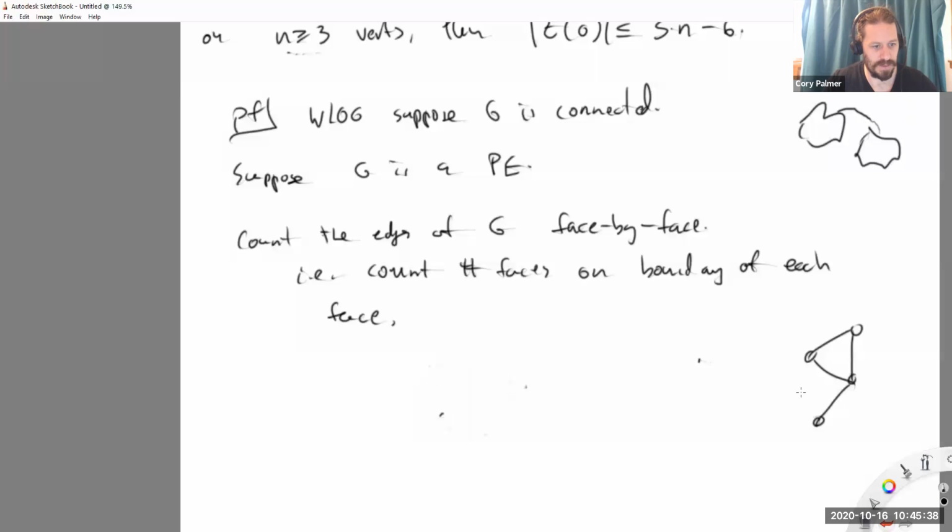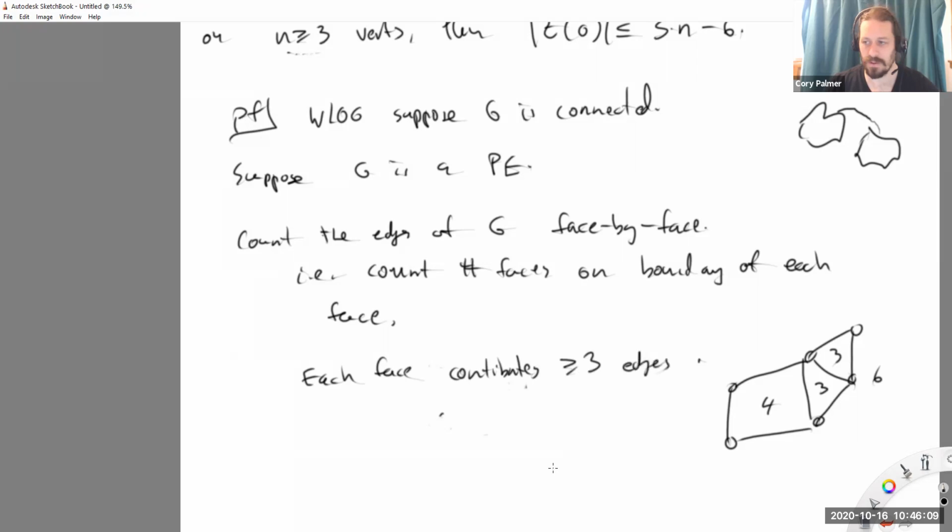Okay, so let's just imagine a more typical scenario here. Do this as an example here. Here's a graph with 4 faces. I'm going to go face by face and sum up the boundary. So I get a contribution of 4, 3, 3, and the outer face is 1, 2, 3, 4, 5, 6. That's my contribution if I count edges in that way. Okay? But each face then contributes at least 3 edges, right? What's the smallest face you can ever have? Like a triangle is the smallest face that you can have.